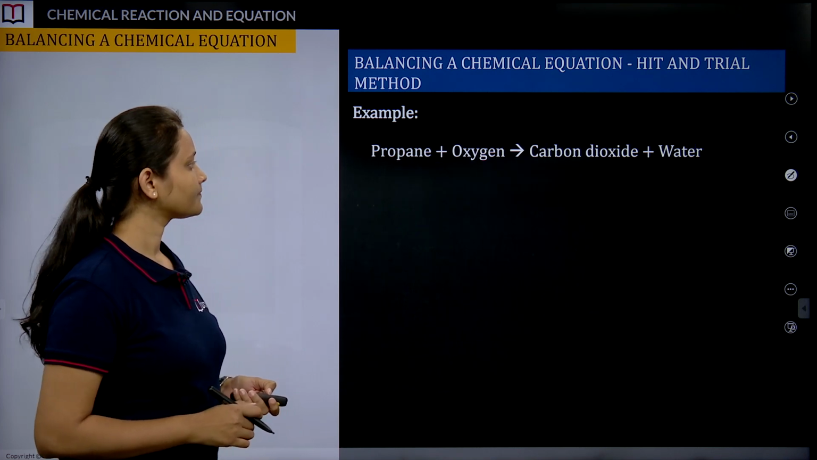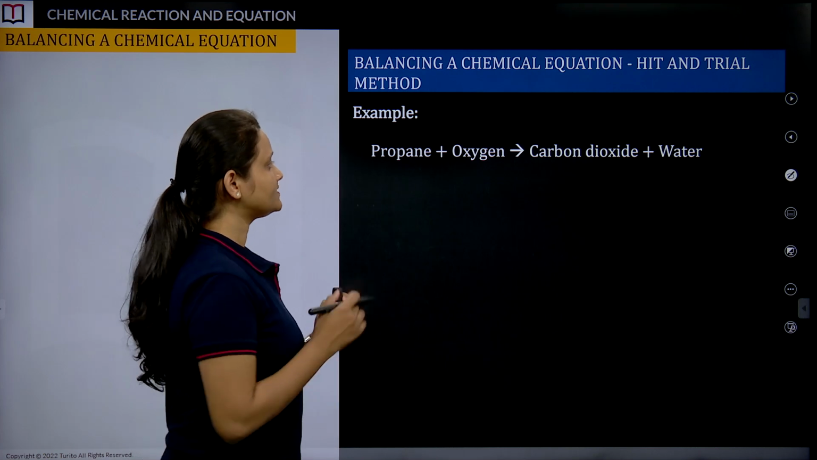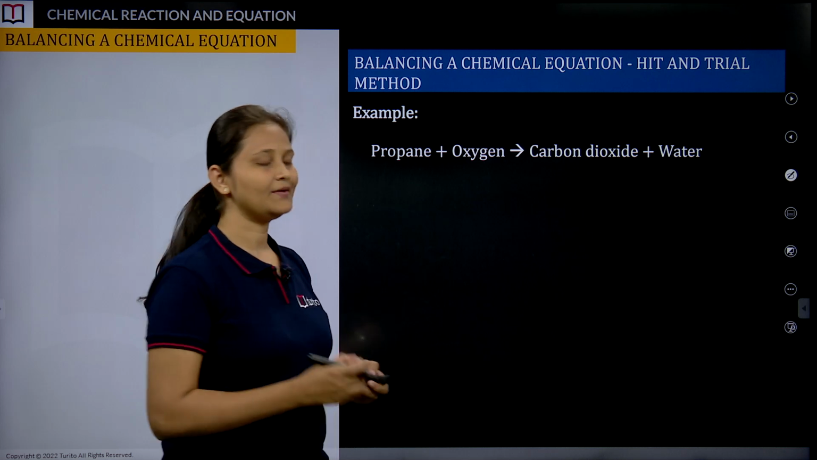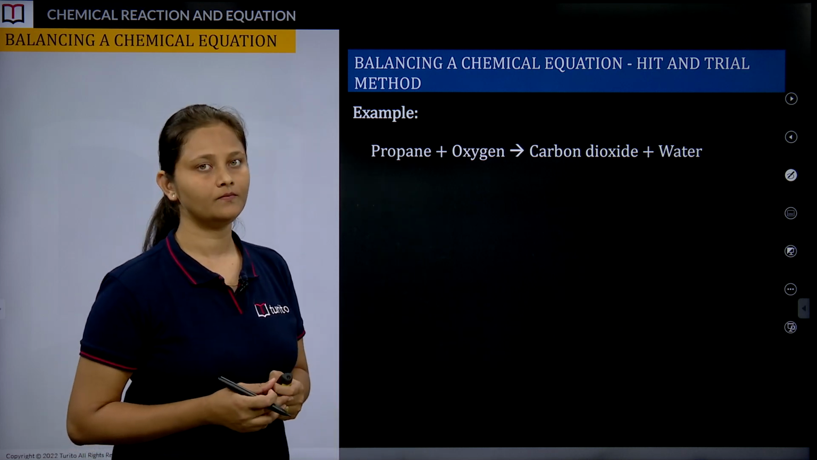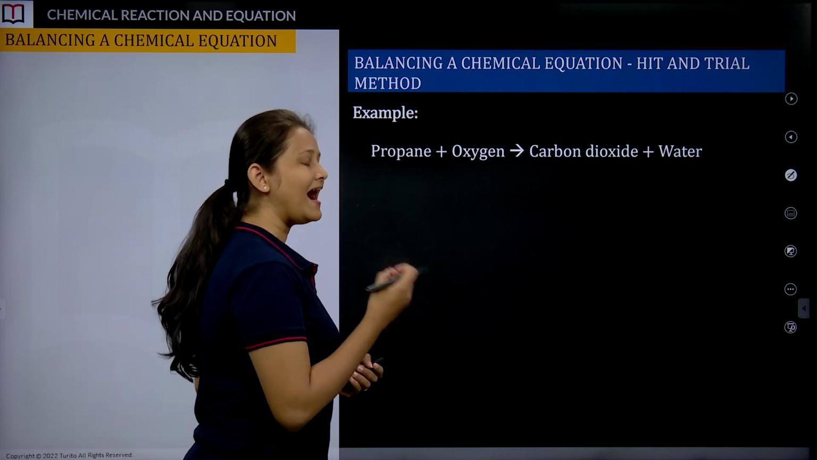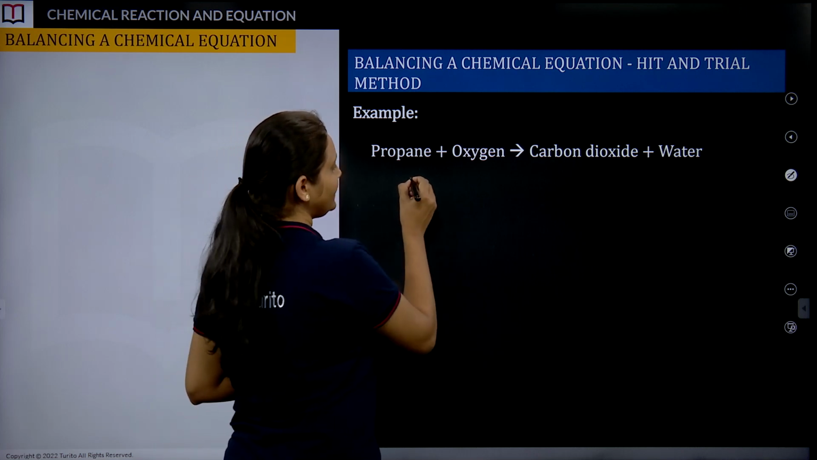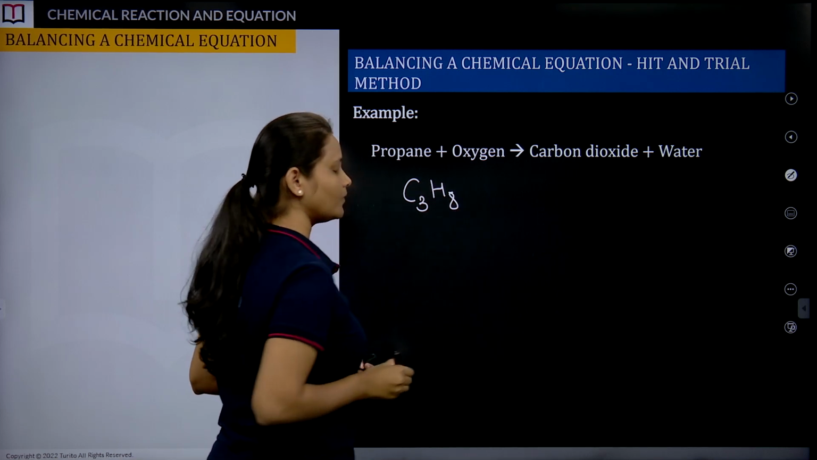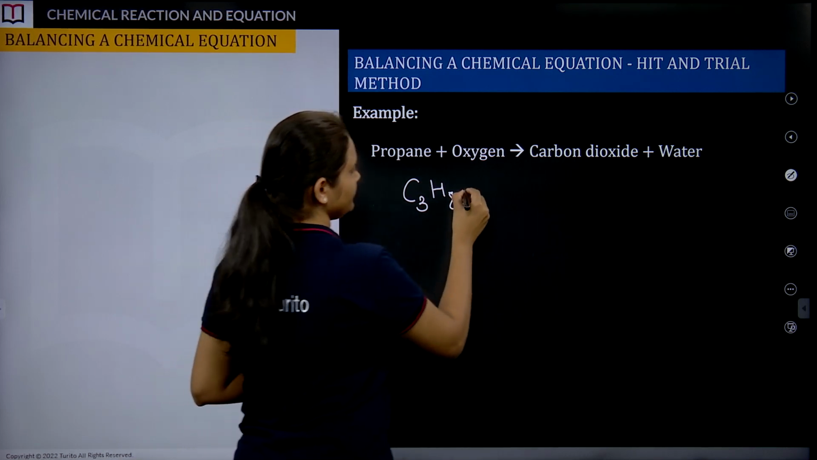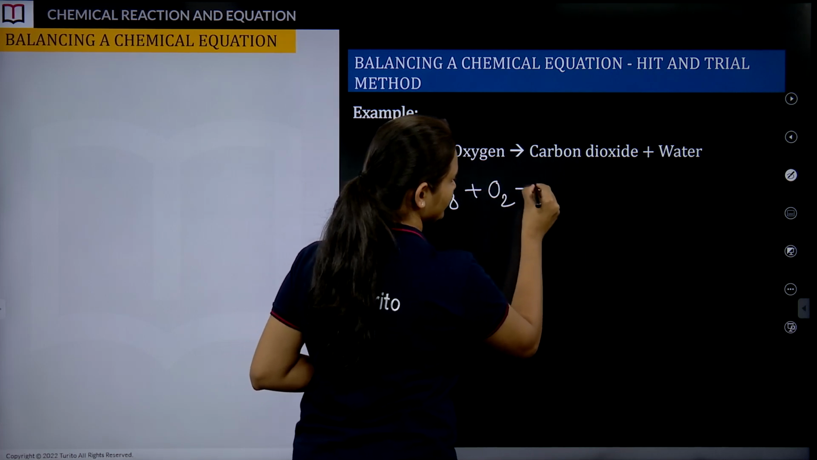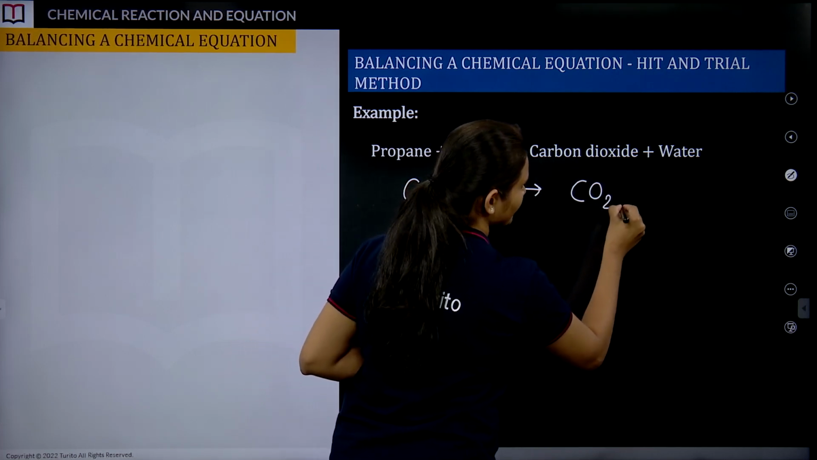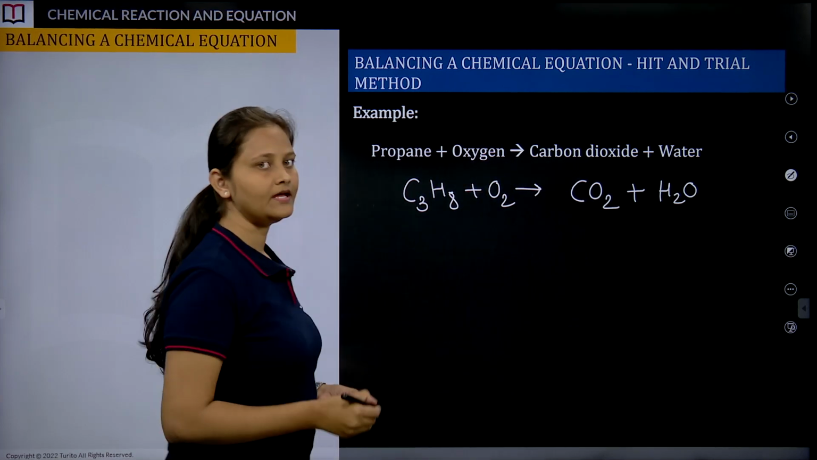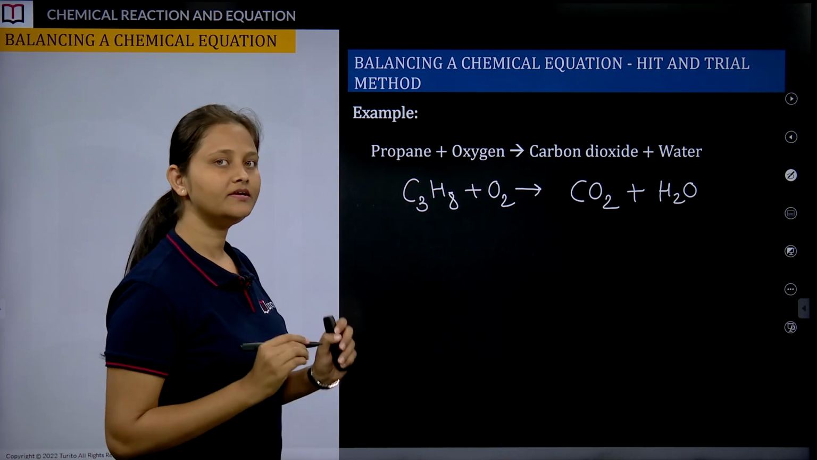Okay. So this is our next example. Propane is reacting with oxygen, giving you carbon dioxide along with water molecule. Propane is nothing but a hydrocarbon, and it has the chemical formula C3H8. When it reacts with oxygen, it is going to give you carbon dioxide and H2O, that is, water. This is our chemical reaction.